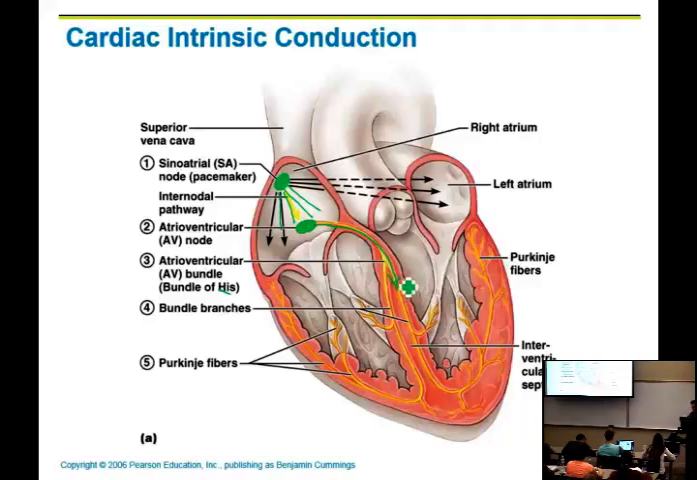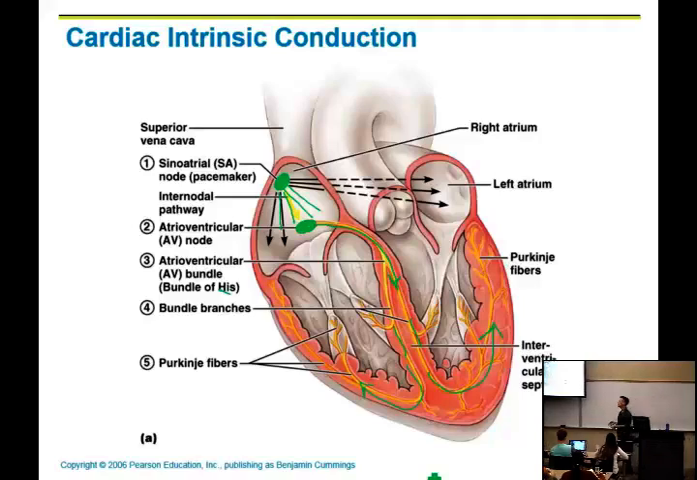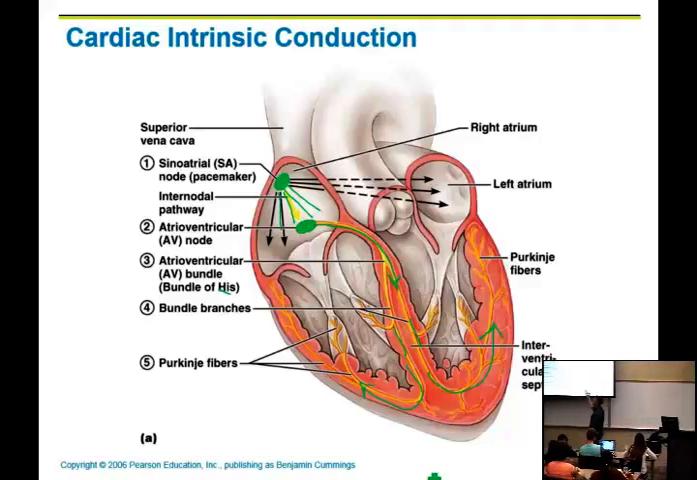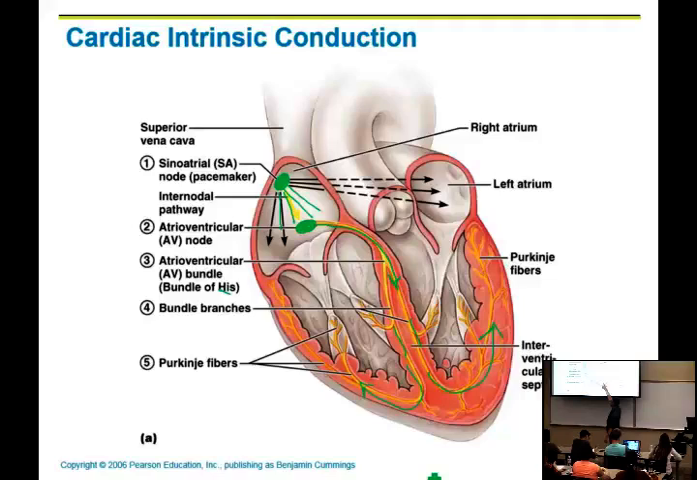The AV bundle goes down between the atria and the ventricles, and then you'll notice that it splits. These are bundle branches, so that the signal can reach all of the myocardial cells, the contractile cells, on both sides of the ventricles, the left ventricle and the right ventricle. The point is that most of the myocardium is going to be our contractile cells, but the autorhythmic cells, the managerial cells, exist within this conduction system of the heart.